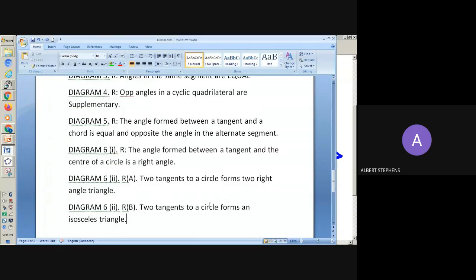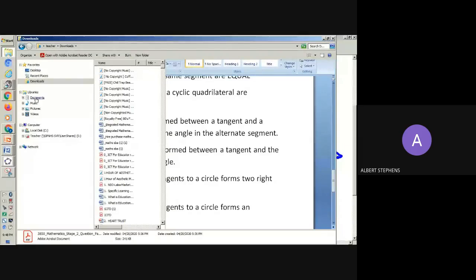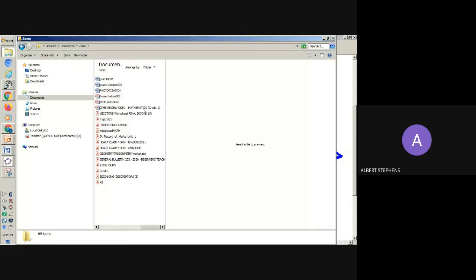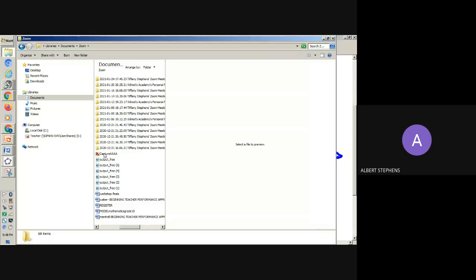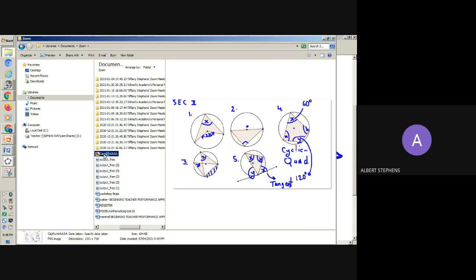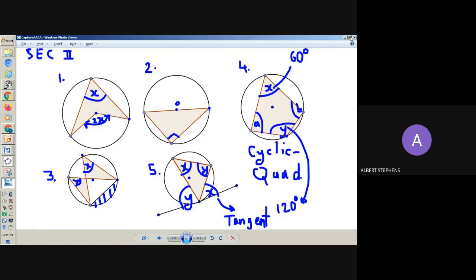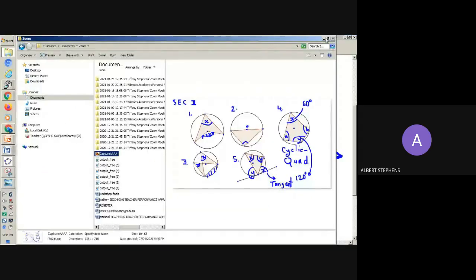Hold on. Let me see if I can retrieve the first image that I have before I continue. Let me see. Document. Zoom. Where is it? Oh yeah, capture. Okay, so I found it. Let us go to a question. All right. I will try to start with the simplest question first, and then we build up from there.